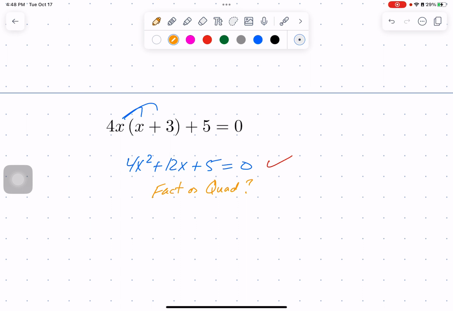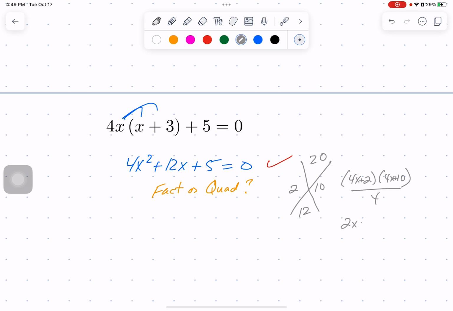That's going to be the question. So two numbers that multiply to give 20 and add to give 12. How about 2 and 10? That works. So it's going to be 4x squared over 4, with a 2 and a 10, and that's going to reduce to 2x plus 1 and 2x plus 5.